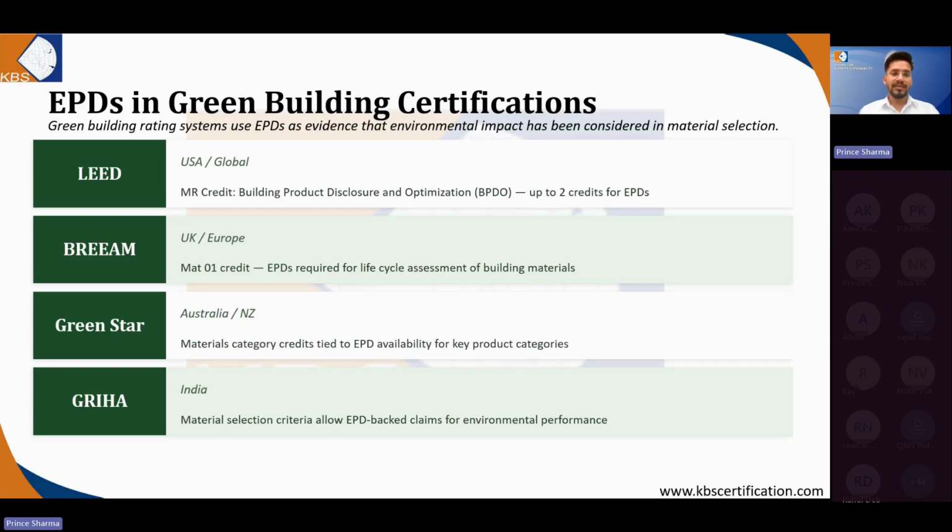Now, if we talk about BREEAM, in the BREEAM certification for buildings there is a material category credit. There also EPDs are required. Similarly, for GRIHA and Green Star there is a requirement of EPDs. In GRIHA, it is in the innovation credit. So these are some of the examples where it is very much required for all the builders or the owners of buildings to use these environmental product declarations, or products which have EPDs.